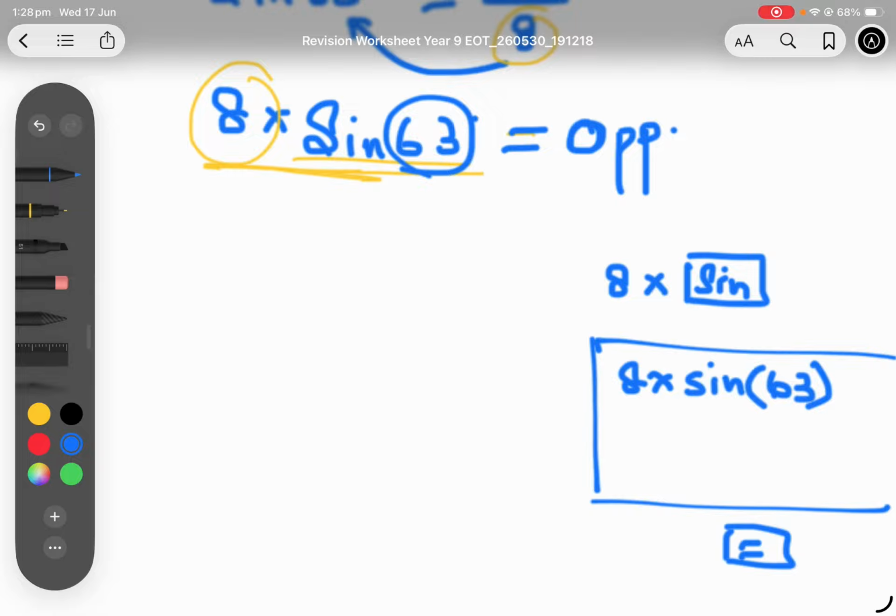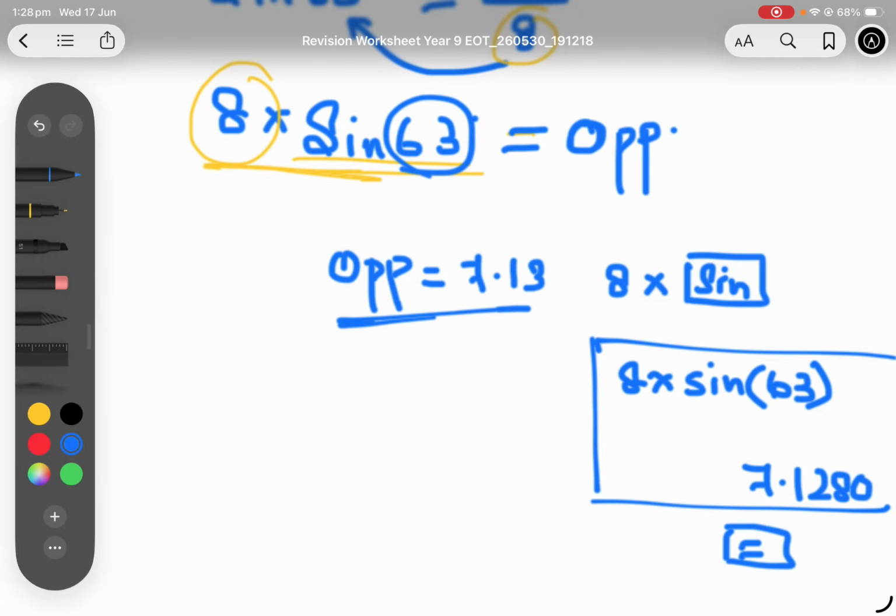What would be the answer? It gives me 7.1280 something. So we will write opposite is equal to 7.13, this would be this length. Okay, now when we have done this, this is it.